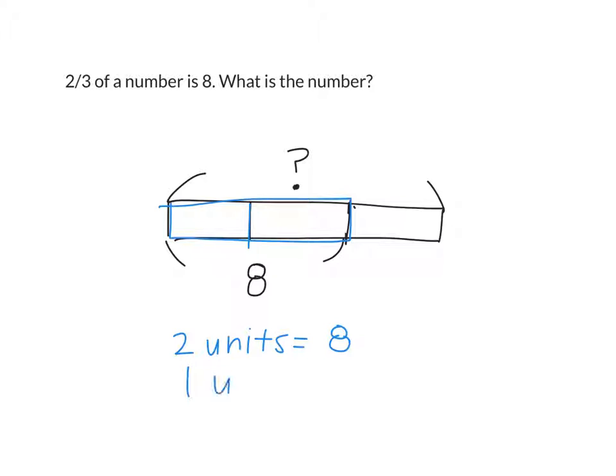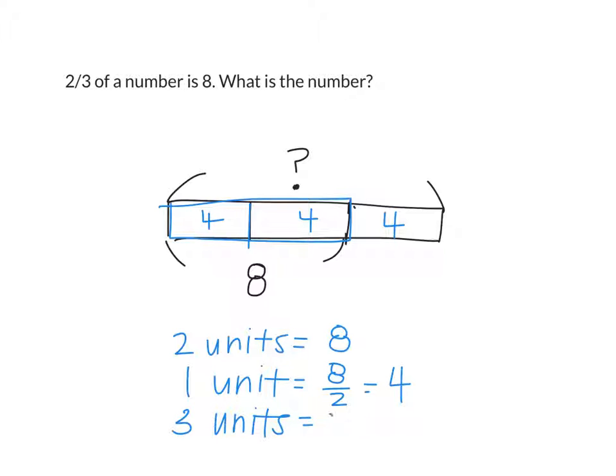Therefore, 1 unit is 8 divided by 2, or what? 4. But we're trying to find the value of how many units? 1, 2, 3 units. Do you see how the question mark wants us to find the value of the entire unit? Okay, 3 units. So 3 units then will be 4 times 3, which is 12. So therefore the number is 12.